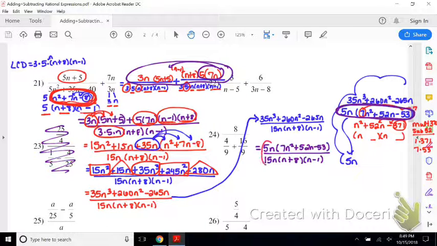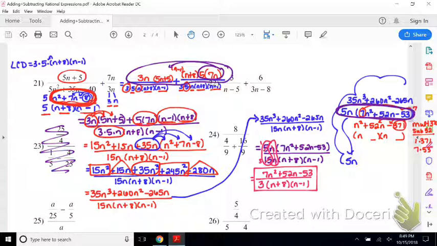So we have the 5 over 15, that will reduce. Check it in your calculator if you need to, and you'll get 1/3. So we don't necessarily have to put a 1 on top, but we do have to put the 3 on bottom. And then we have n over n, well that just cancels out completely. So I still have the 7n squared plus 52n minus 53 on top, and then I still have that n plus 8 and the n minus 1 on bottom. And so there is my answer simplified.